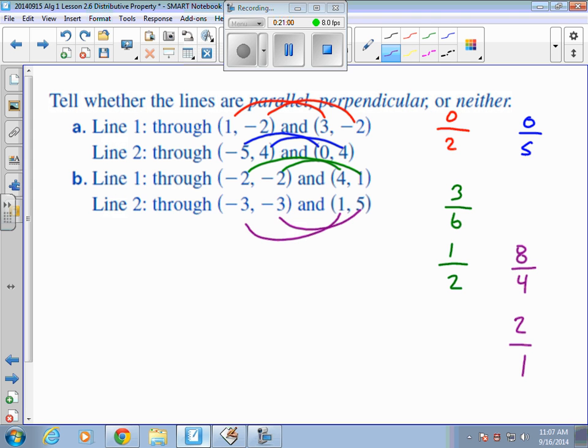So now we have 1/2, and we have 2 over 1. When we compare these two slopes, they're almost perpendicular lines. But one of them has to be positive and one of them has to be negative. So therefore, B is neither perpendicular nor parallel.